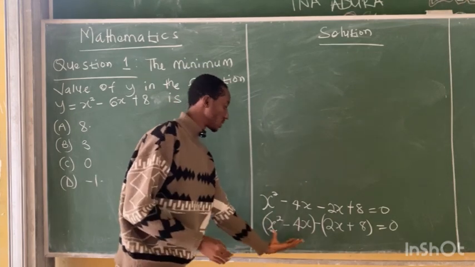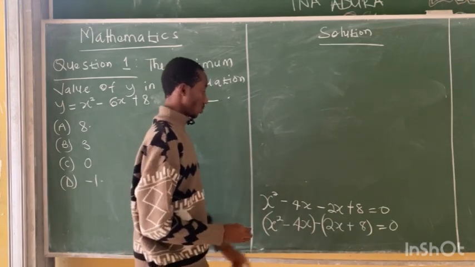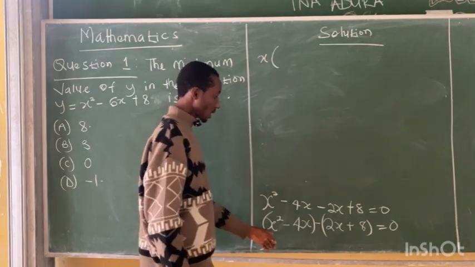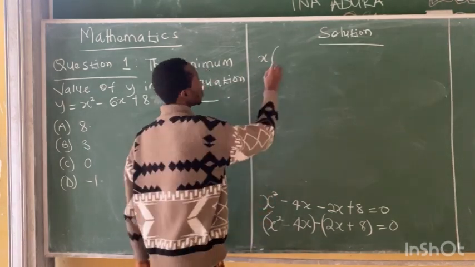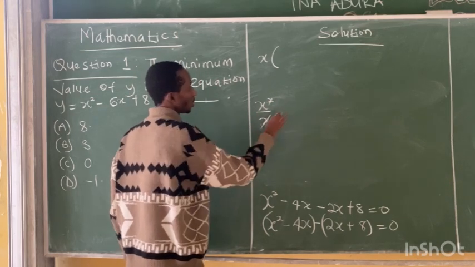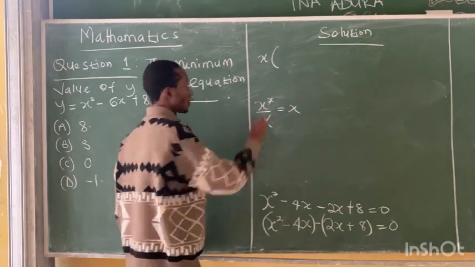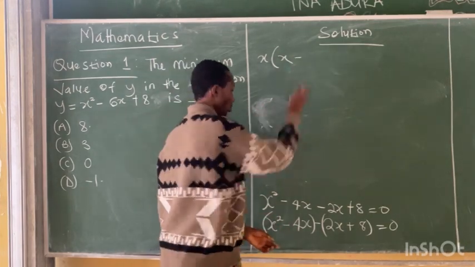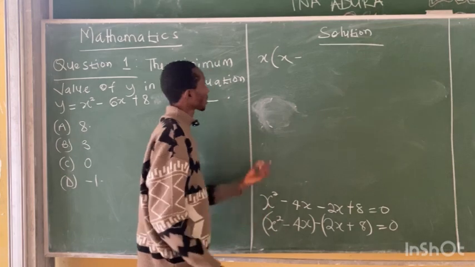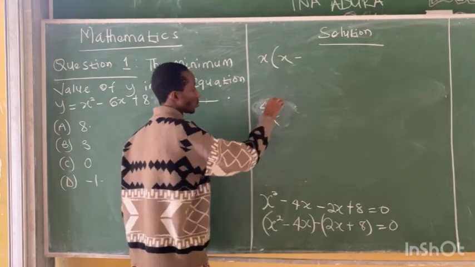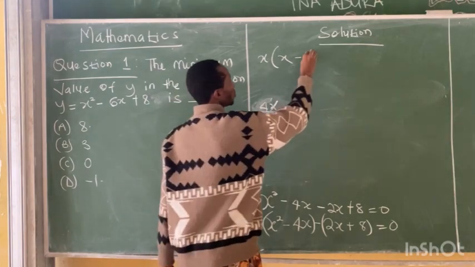What's the next thing we need to do? We need to factorize this. There's something common here. What is common? x. We bring x outside the bracket. x squared divided by x is x. The next value we have is minus 4x divided by x. This will take away the x, and we are left with 4.